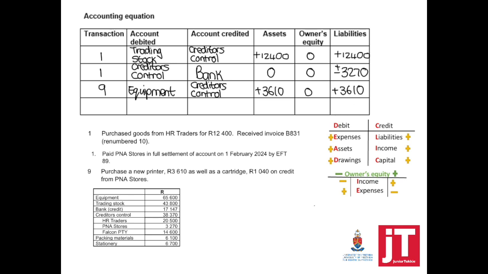The second part of this transaction, we've purchased a cartridge, and we said that is regarded as stationery. On credit means creditors control is credited, stationery is going to be debited. Stationery is regarded as an expense. If our expense increase, it has a negative effect on the owner's equity. Our liabilities is going to increase.